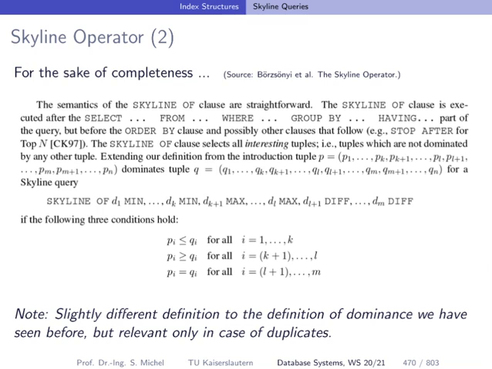And for the sake of completeness, here you see from the paper the definition of the skyline operator, and here you also see what we have assumed for the case of diff. It's a slightly different definition compared to what we have defined earlier in the slides, but this is only relevant in case of duplicates.